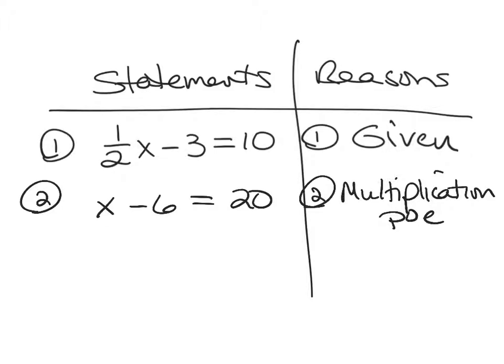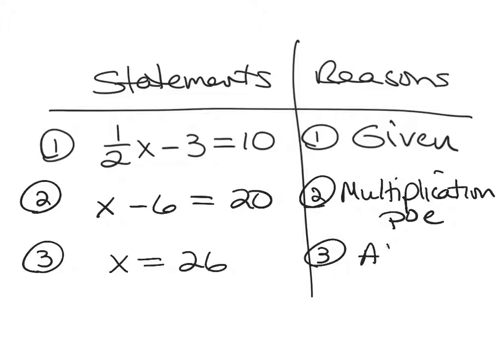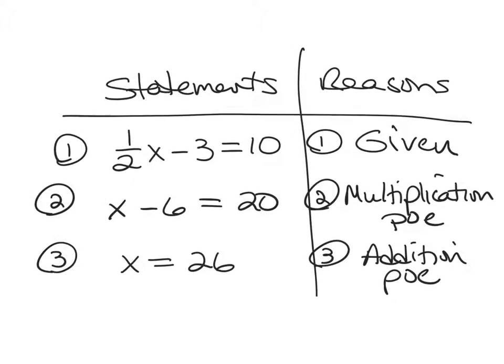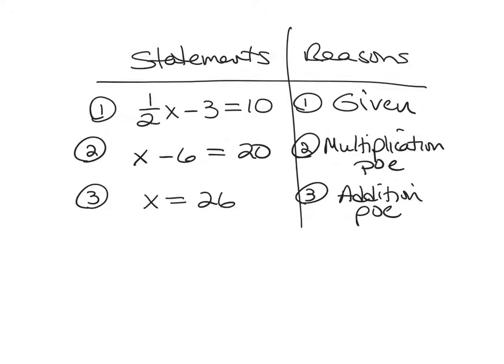Then next, what I can do is add 6 to both sides, and this would be the addition property. So this is one method. Now again, we could have also not gotten rid of the fraction first, and we would add or subtract first. So this is one way. So what we're going to find is when we're writing our proofs, there are going to be different ways to solve them, depending on everyone's logic.